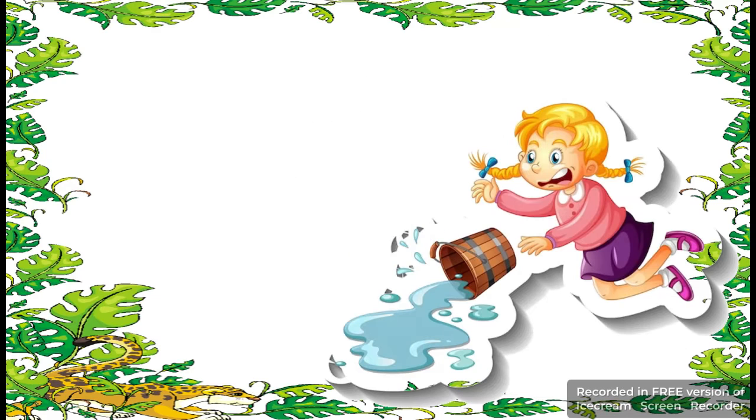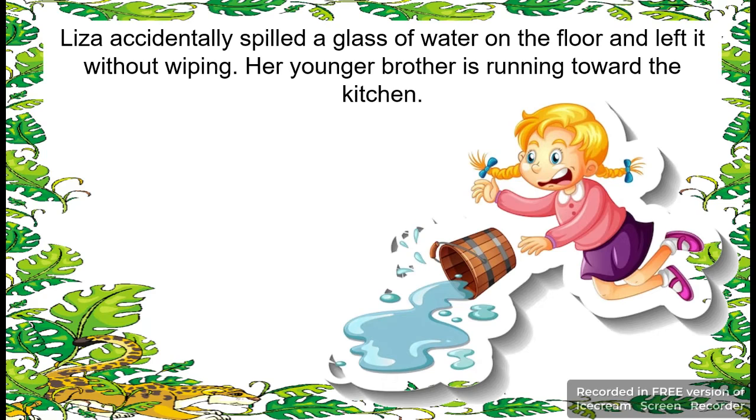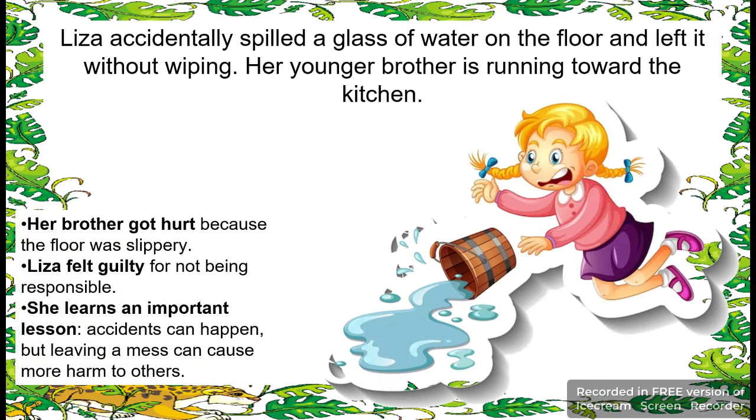For the second scenario, Lisa accidentally spilled a glass of water on the floor and left it without wiping. Her younger brother is running toward the kitchen. What will happen? Very good. Her brother got hurt because the floor was slippery. Lisa felt guilty for not being responsible, and she learned an important lesson. Accidents can happen, but leaving a mess can cause more harm to others.